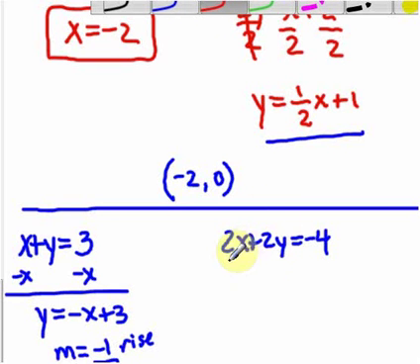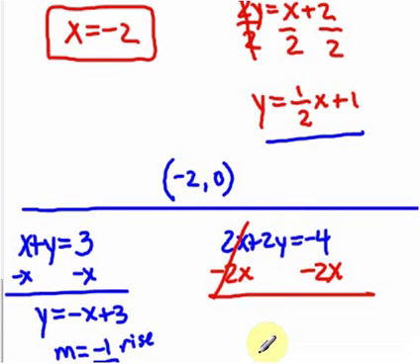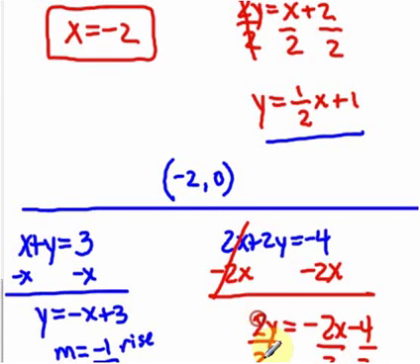I'll do it in a different color. So we need to solve this one for y. What would I do first to get the y term by itself? Subtract 2x, because it's positive and it's being added over here to something. So I'm going to get 2y equals negative 2x minus 4. You're going to divide everything by 2. y equals, negative 2 over 2 is negative 1, so negative x, and then negative 4 over 2 is negative 2.